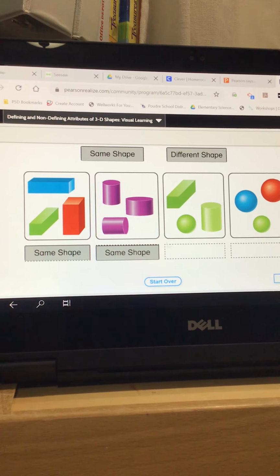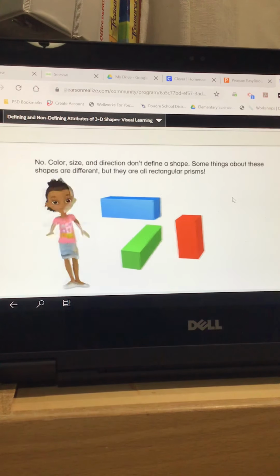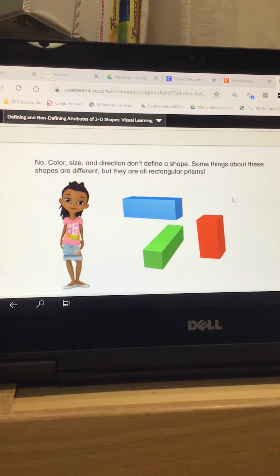Now these are all the same color, but are they all the same shape? No, there is a rectangular prism, a sphere, and a cylinder. And then these ones, these are all spheres. These look like marbles. So even though they are different colors and different sizes, they are still all the same shape. Color, size, and direction don't define a shape. Some things about these shapes are different, but they are all rectangular prisms.